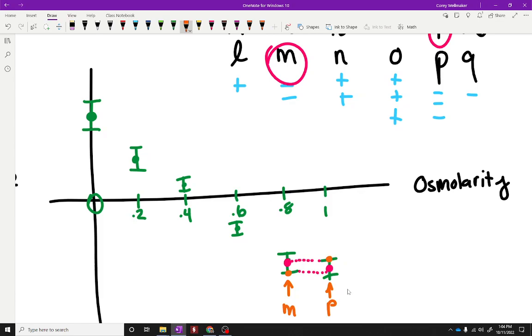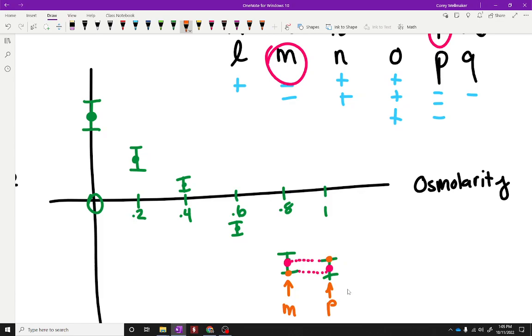We can still be confident in stating that M and P were the most hypertonic out of all of our possible choices. But nailing down the exact osmolarity of M and P can't be done with this data set. It doesn't mean that our data is invalid. It doesn't even necessarily mean that we did something wrong.